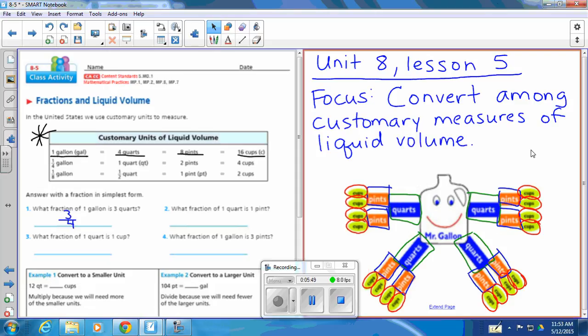All right, so if we continue, what fraction of 1 quart is 1 pint? Okay, so in 1 quart, how many pints total are there? 2. So 1 pint would be 1/2.